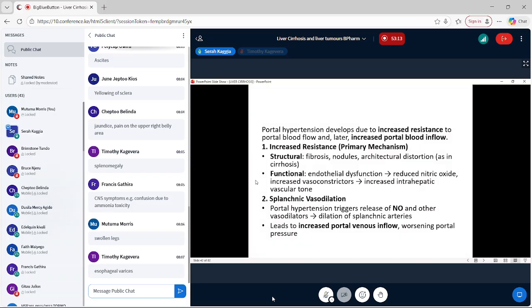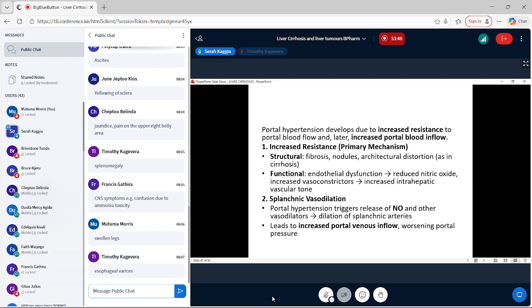So what are the mechanisms? First, like in liver cirrhosis, structural changes. The architecture is changed. We have fibrosis and nodules being formed. Okay, so the normal vasculature is lost. Functionally, because of the toxins and the changes that are occurring, there's destruction of the endothelium. Okay, so the endothelium has chemical mediators. Some of those will produce vasoconstrictors, and therefore they will increase the vascular tone inside the intrahepatic circulation.